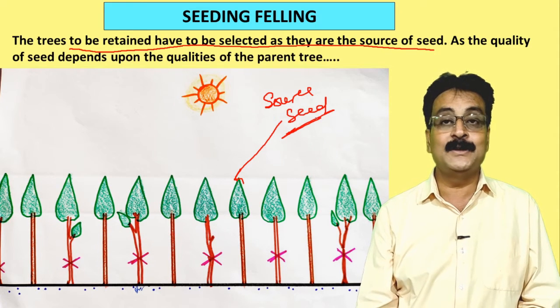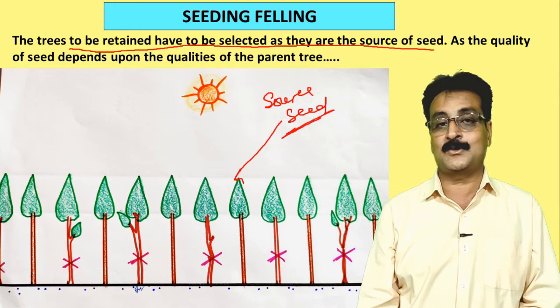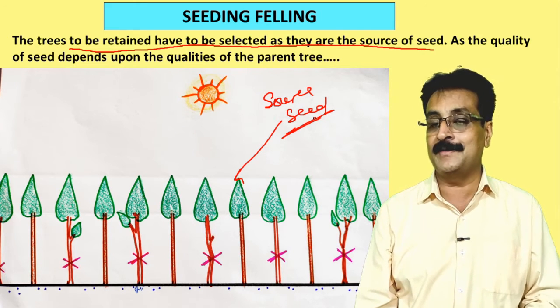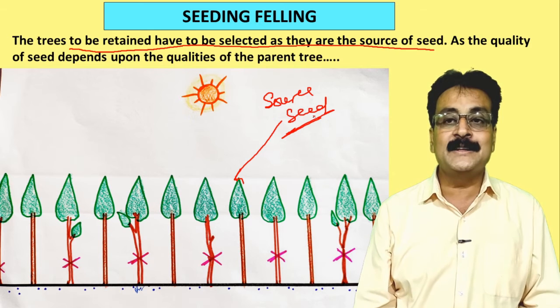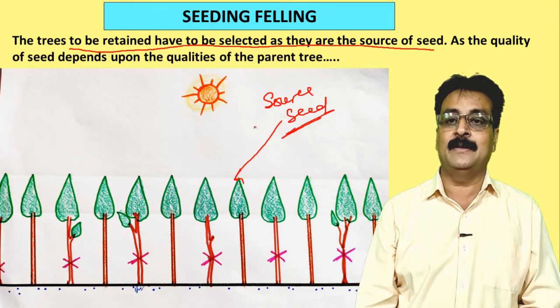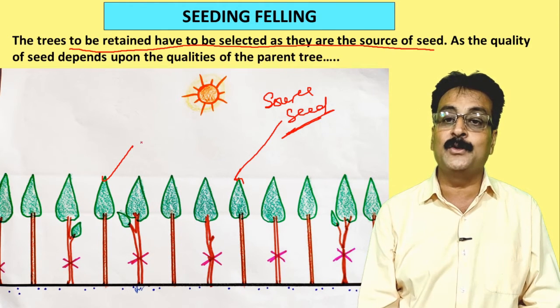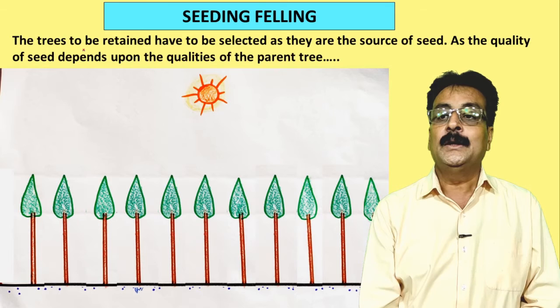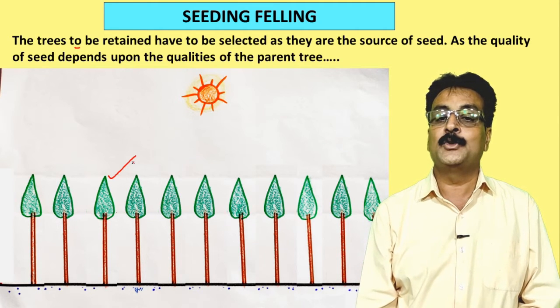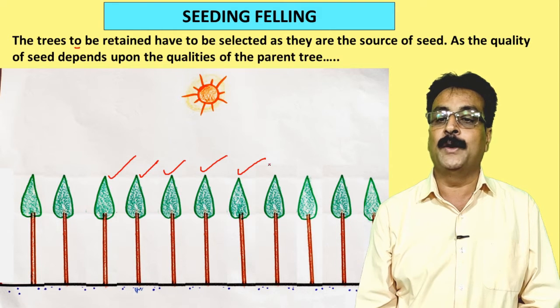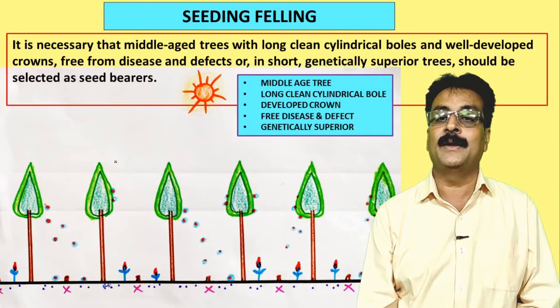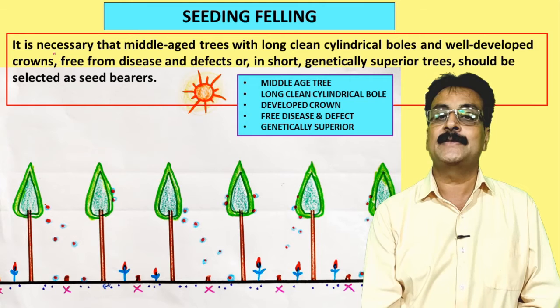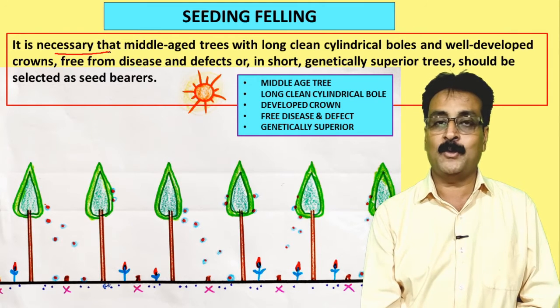And this seed, we should have a quality seed, because this quality seed will give quality trees. As the quality of the seed depends on the quality of the parent material, if the parent material is very good, then we'll have very good offspring. So the trees which we are retaining should be very good, very high quality. It is necessary to ask: what type of quality will we maintain?